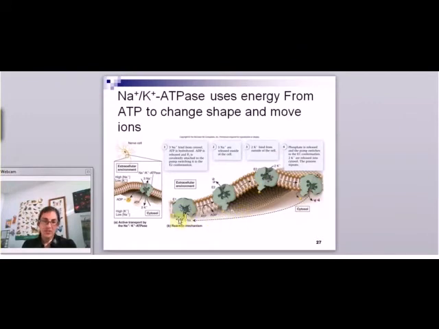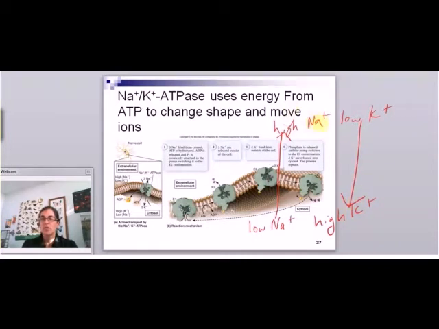So the way that it works is that it loads in 3 sodiums from this side. So let me sketch in the concentrations here to start. So on this side I have low sodium. On this side I have high sodium. On this side I have low potassium. On this side I have high potassium. So sodium is going to get moved from here to this side, and potassium is going to get moved from this side. So for both sodium and potassium, this is active transport. They're getting moved against their gradient. So that's going to require energy. So we can see that I'm going to have to use ATP here to accomplish that.